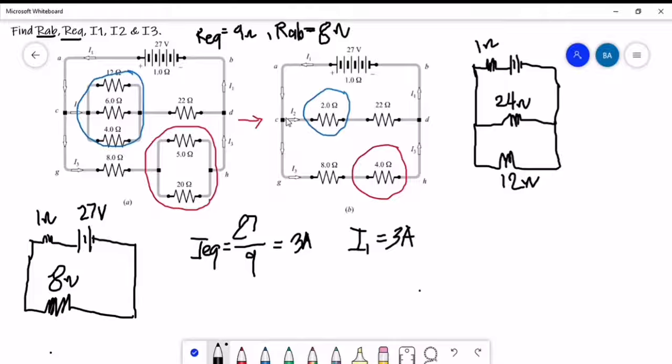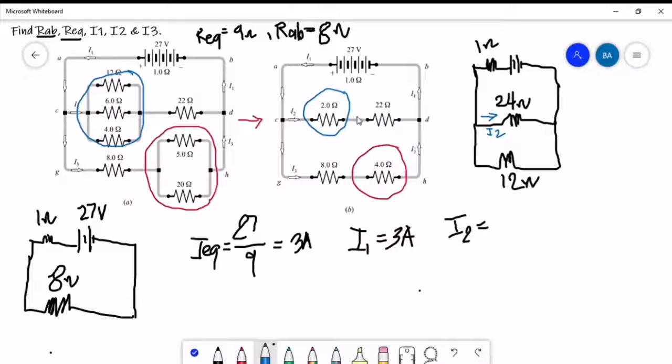Now, the next to solve is our I sub 2. What would be the current that flows here? We know that I sub 2, the current that flows here, is already the combined. So the combined resistances, if we get I sub 2, it will be divided by these resistances or these loads.